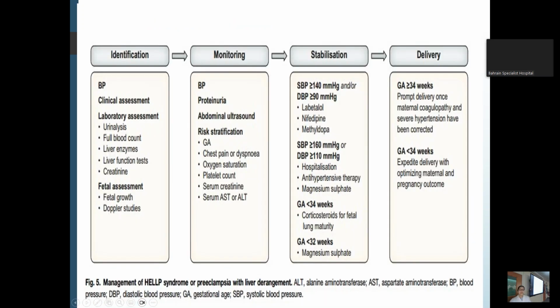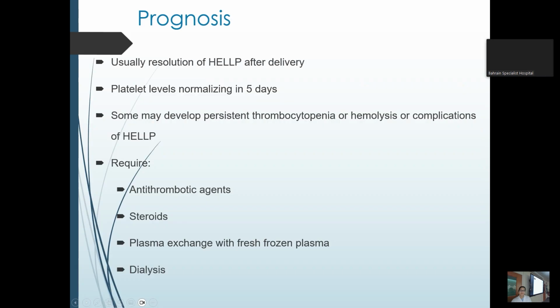So this is how the patient is managed after identification, monitoring, and stabilization. When the blood pressure is more than 140/90, labetalol, nifedipine, and methyldopa are given. If the blood pressure is more than 160/110, it is hospitalization and antihypertensive therapy with magnesium sulfate. If the gestational age is less than 34 weeks, consider corticosteroids. Less than 32 weeks, consider magnesium sulfate. In patients more than 34 weeks, prompt delivery once the coagulopathy and severe hypertension have been corrected. If the gestation is less than 34 weeks, expedite the delivery while optimizing maternal and pregnancy outcome.